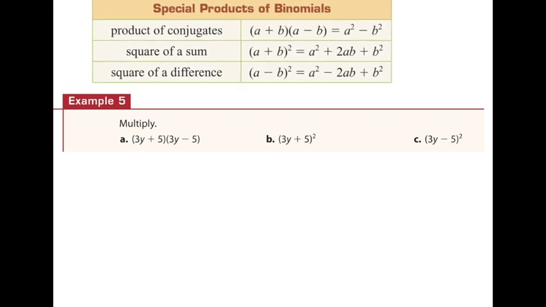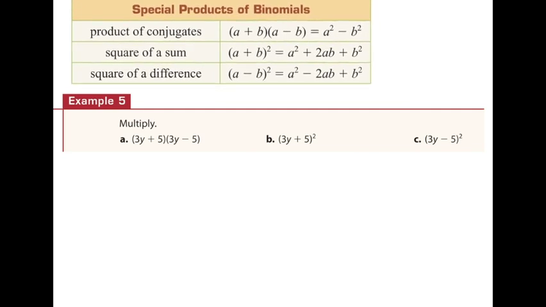And so just to show you what it looks like when you do the foiling, if I were to say a plus b, a minus b, if I were to FOIL this just like we've been doing, we have a times a, that gives me a squared. A times negative b is negative ab. Positive b times positive a is positive ab. And then positive b times negative b is negative b squared. And you can see these two terms cancel each other out. One is positive and one is negative.